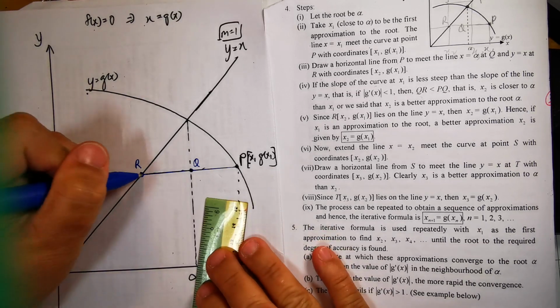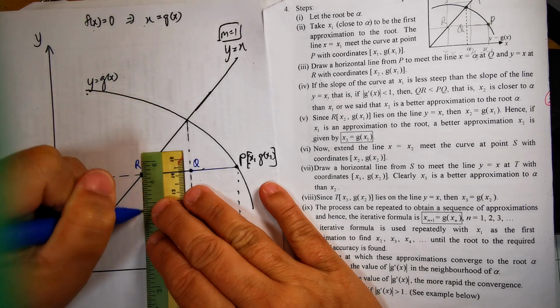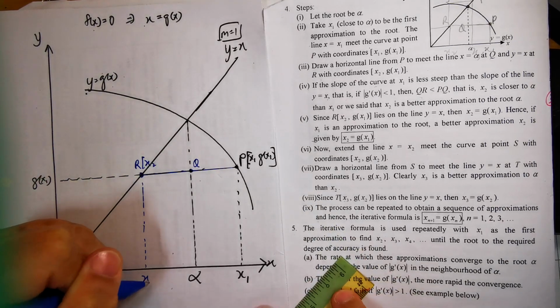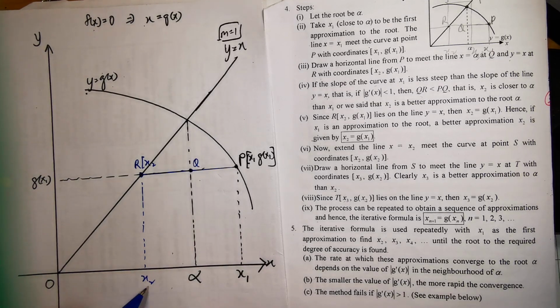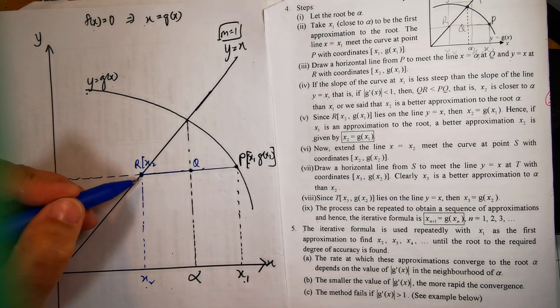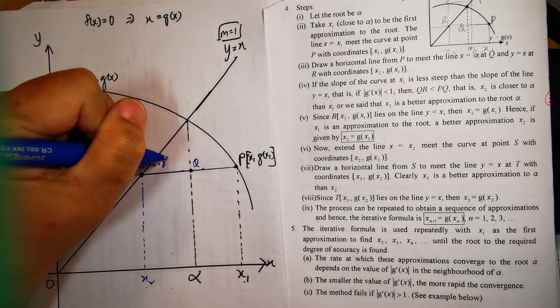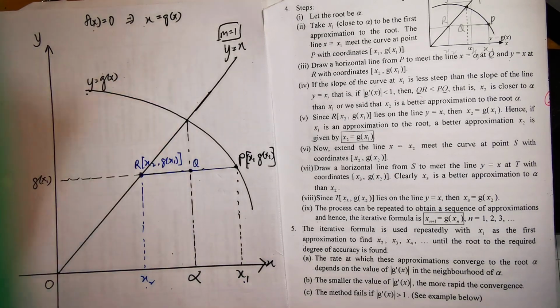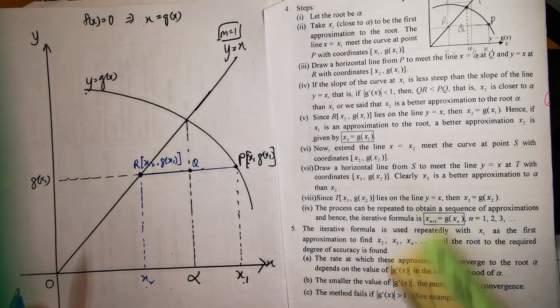Alright, so this point R will have x coordinate x2. This is x2. Just now, the first approximation is x1, so this is x2. And the y coordinate is the same as this one, right? So the y coordinate will be g(x1), because it is a horizontal line. So same. Okay, right? So let's do the next step.